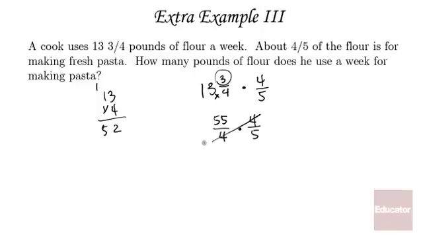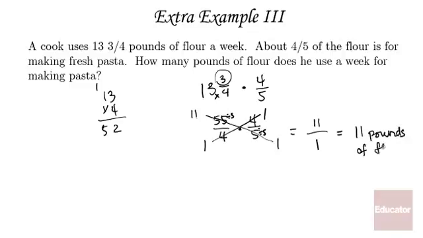Diagonally, 4 divided by 4 will simplify to 1 and 1. Diagonally here, 55 divided by 5 will simplify to 11 and 1. So now my numbers are much smaller. Instead of having to multiply 55 times 4, I only have to multiply 11 times 1 and 1 times 1, which simplifies to 11. And in terms of this word problem, he uses 11 pounds of flour each week for making his pasta.